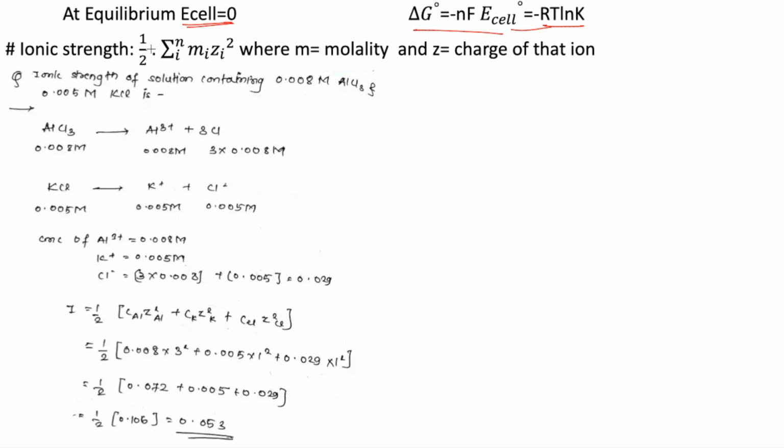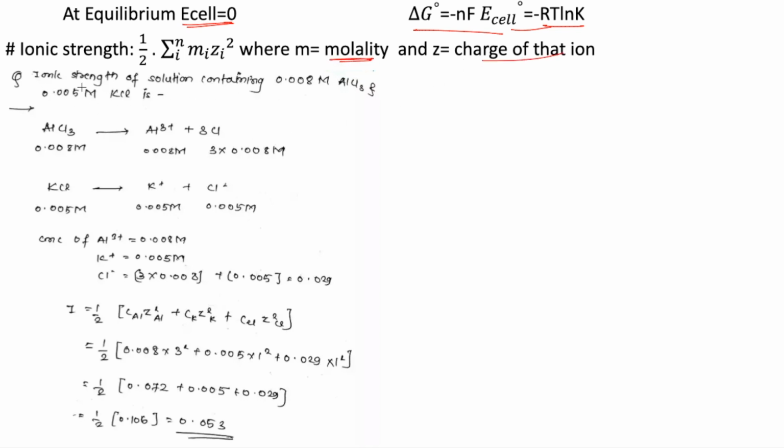Ionic strength basically tells us how much strength the solution has considering the ions themselves. So ionic strength is equal to 1 upon 2 sigma, that means the summation of mi zi square. Here mi is the concentration of the ion and zi is the charge of the ion. Okay, so m is the molality and z is the charge of that ion.